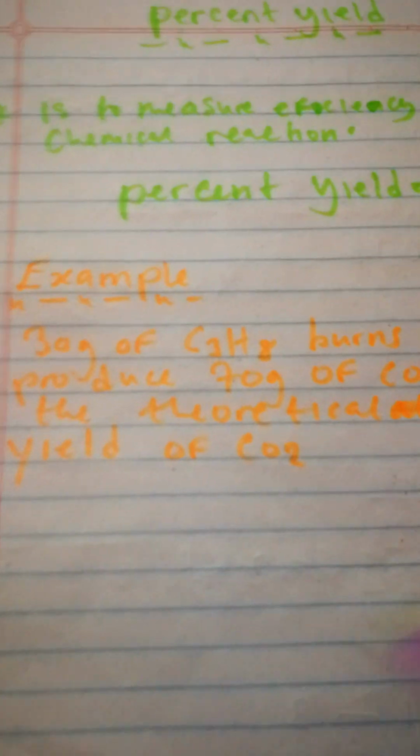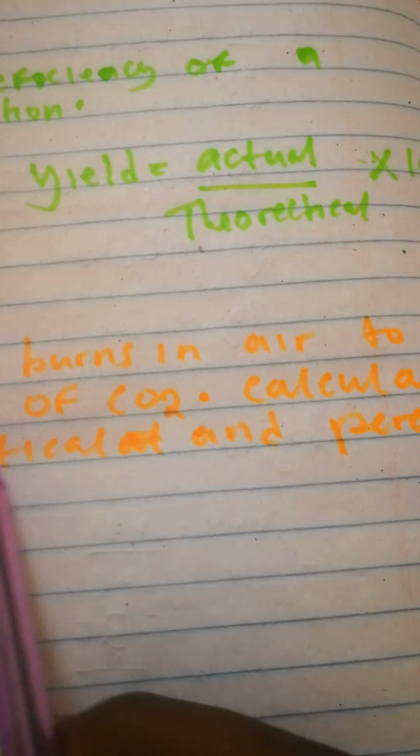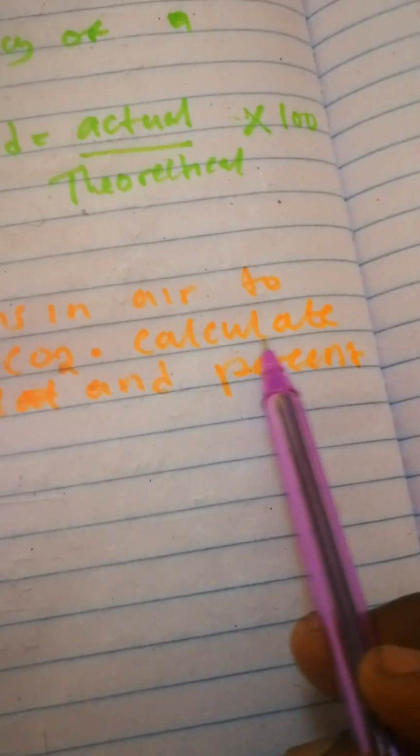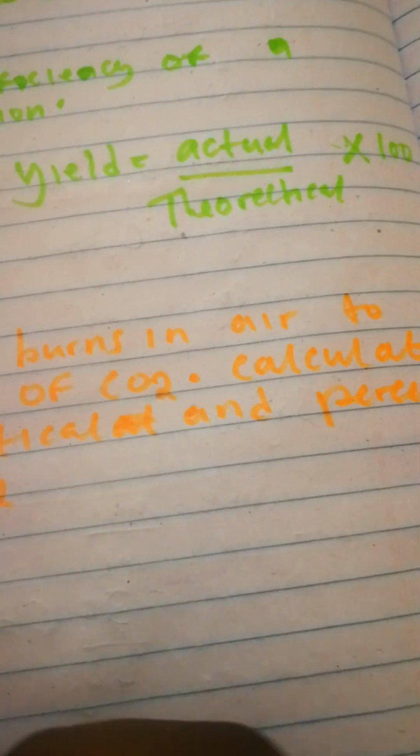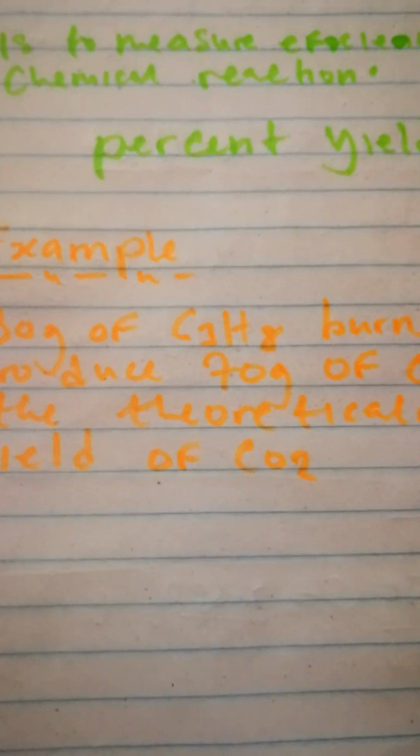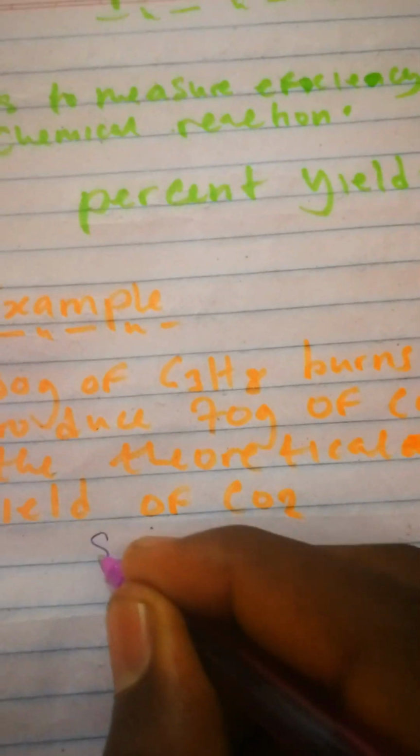Let's give an example. This is the question: 30 grams of C3H8 burns in air to produce 70 grams of CO2. Calculate the theoretical and percent yield of CO2. So they want the percent yield for CO2. Let's see the solution.